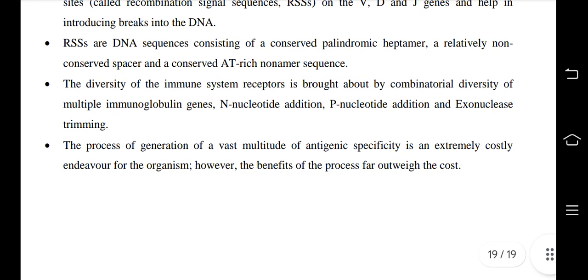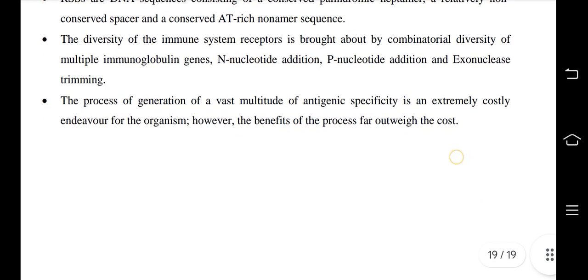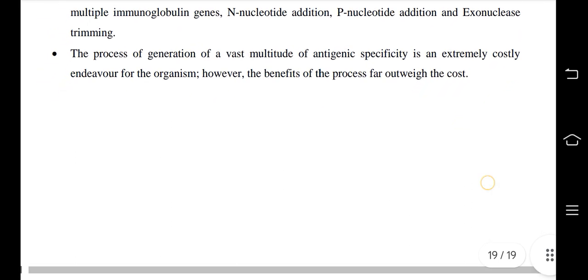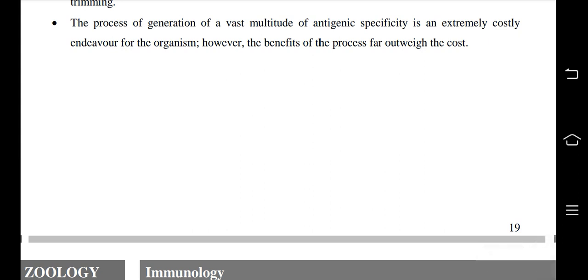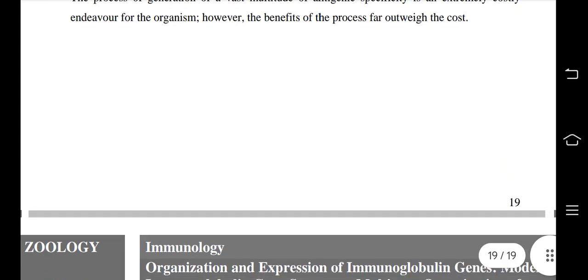The diversity of the immune system receptors is brought about by combinatorial diversity of multiple immunoglobulin genes, N-nucleotide addition, P-nucleotide addition, and exonuclease trimming. The process of generation of a vast multitude of antigenic specificities is an extremely costly endeavor for the organism. However, the benefits of the process far outweigh the cost.